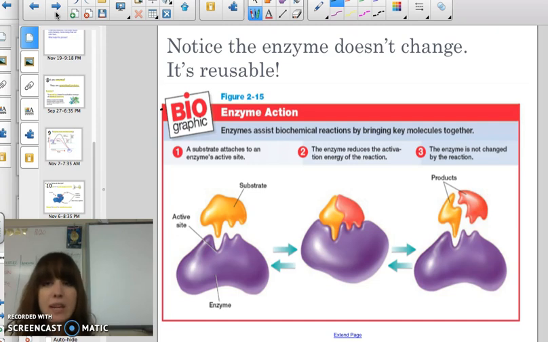Okay, so enzymes don't change. They can be reused. So once an enzyme has done a chemical reaction, it can do it again and over and over and over again. So our enzymes in our bodies stay with us.